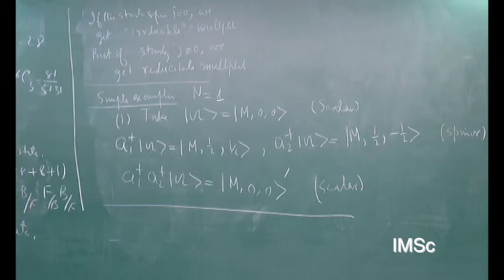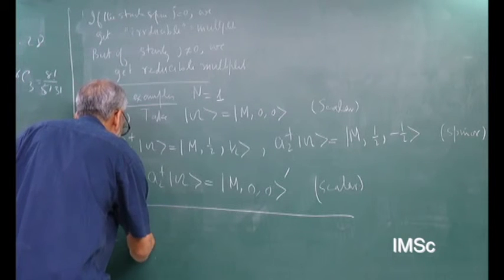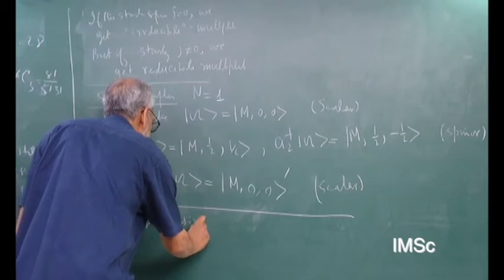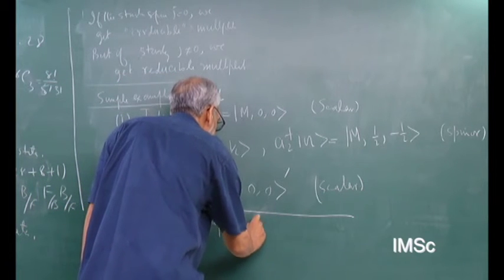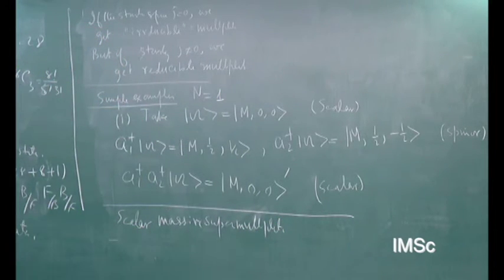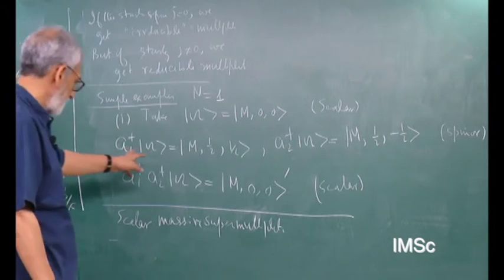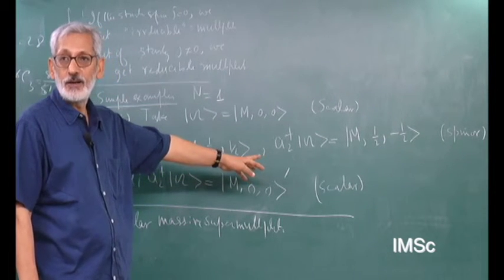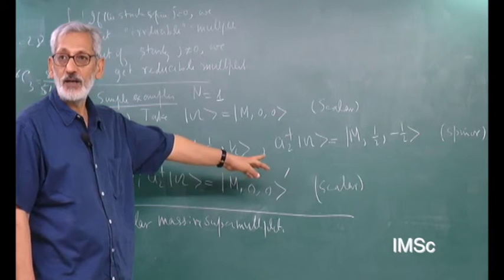So this is a scalar massive supermultiplet. We name it scalar because it contains a scalar field. Not that everything in it is a scalar. It contains two scalars and a superpartner. Two scalars, two real scalars, or one complex scalar. So two scalar particle states, and one two-component spinor state with mass.